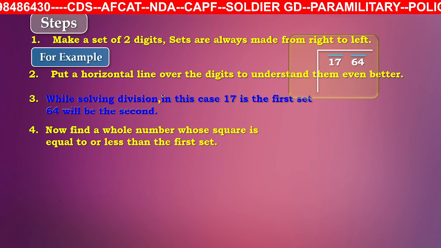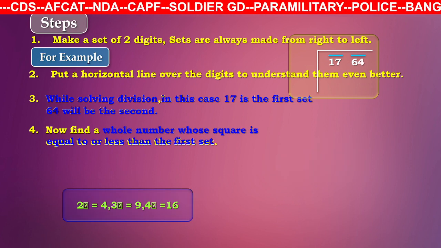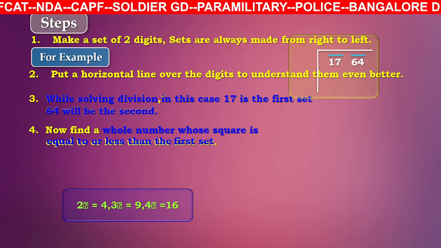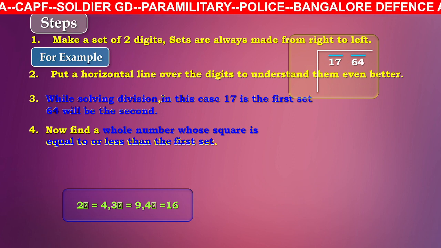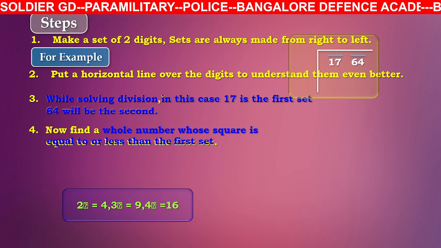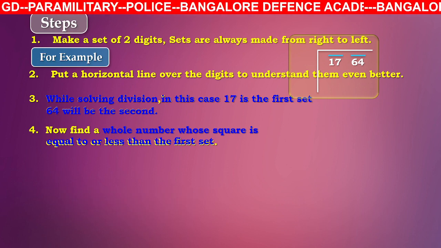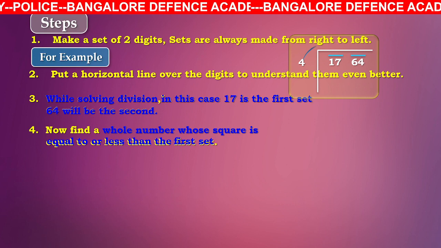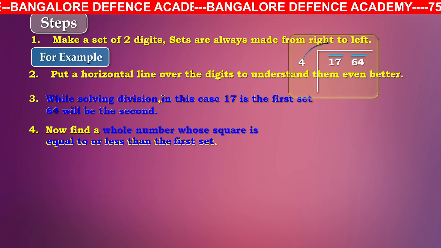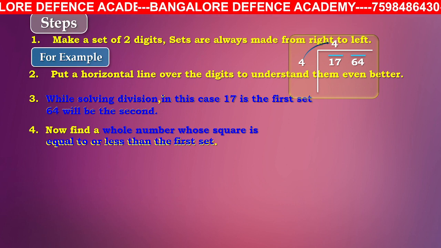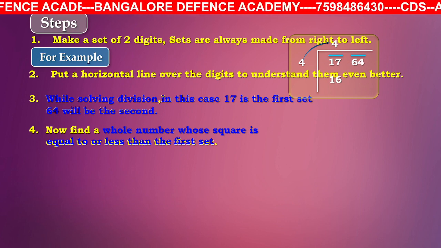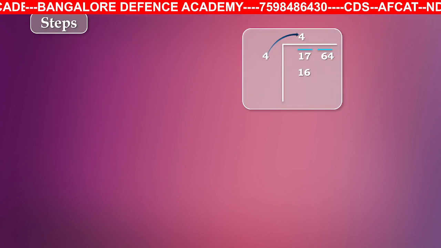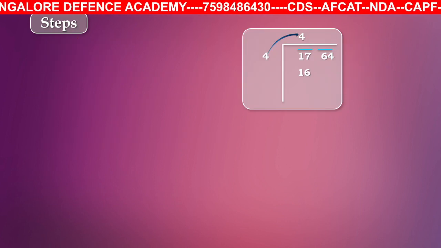So let me take the square of 2. 2 squared is 4, 3 squared is 9 and 4 squared is 16. So the nearest possible square is 16. So what I do is I take the number 4. Okay, so now let us try to understand what happens. After writing 4, this another 4 you have to write on the top also. And now you have to write 16 down and you have to subtract.